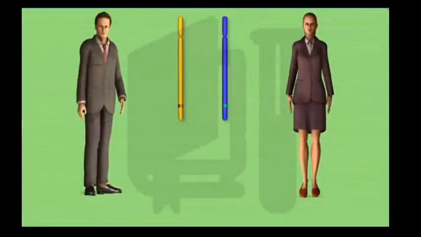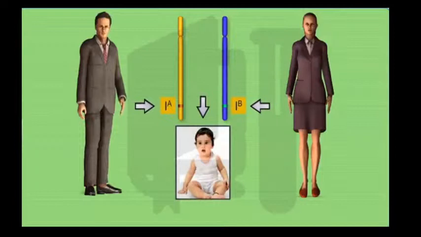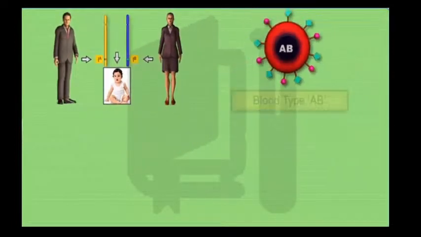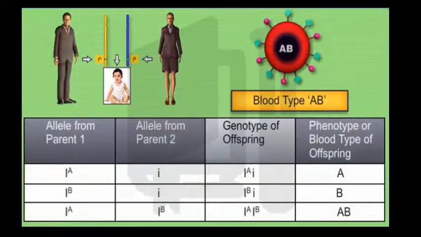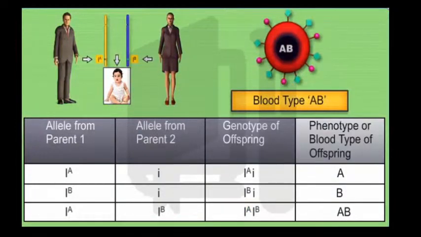However, when the allele from one parent is capital IA and from the other is capital IB, both the alleles express their own types of sugar in the offspring due to codominance. In this case, the RBCs have both A and B types of sugars in them, and the genotype of the offspring is capital IA capital IB, and the phenotype, or the blood group, is AB.